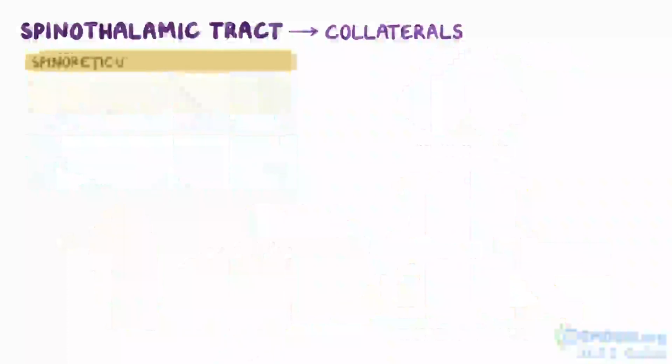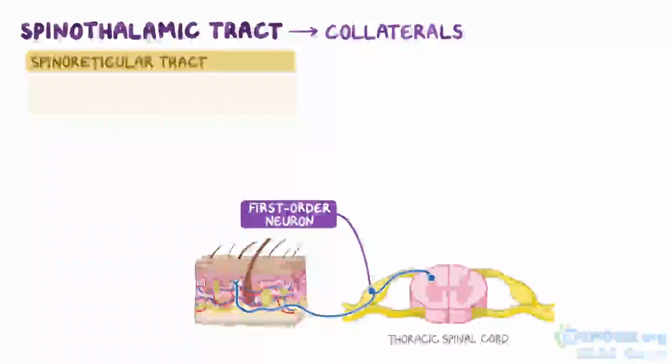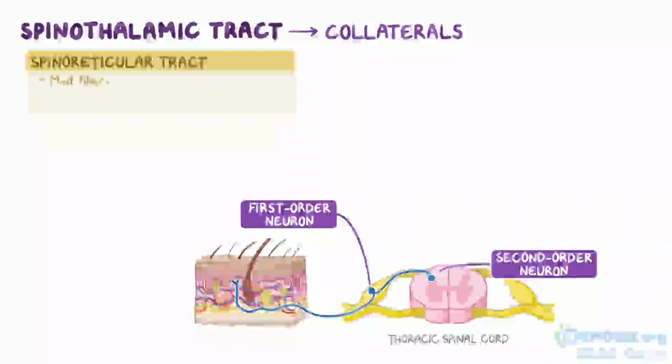Next is the spino-reticular tract. Its first-order neurons enter the spinal cord from the dorsal root ganglion and enter the gray matter, where they synapse with the cell bodies of the second-order neurons. Second-order neuronal axons of this tract ascend in the lateral white column, mixed with axons of the lateral spinothalamic tract. Most of the fibers of the spino-reticular tract do not decussate.